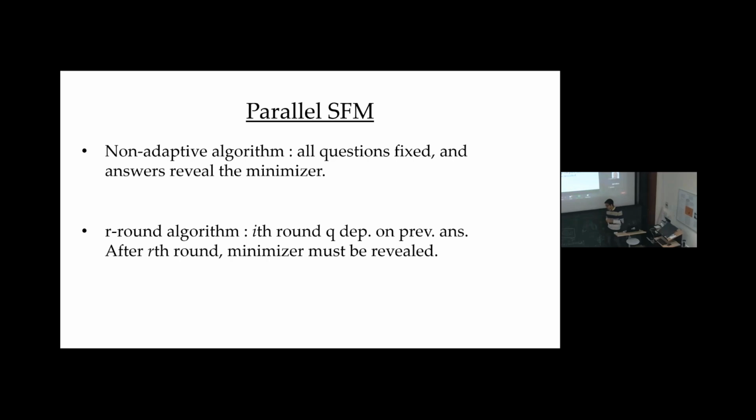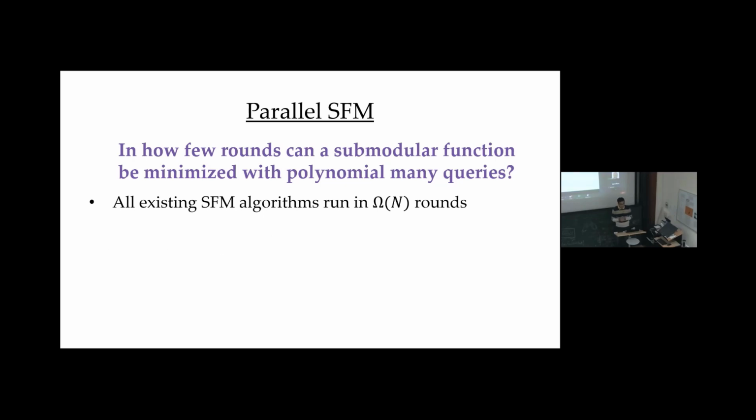And in general, in an R-round algorithm, the ith round queries that you make to the submodular function can only depend on the answers that you've seen in the previous rounds. Okay, so that's what the rounds of a query model algorithm mean. And in terms of parallel algorithms, this is sort of like the notion of depth in a parallel algorithm. So we are interested in this question of, can we make efficient submodular function minimization low depth? So this is the question. In how few rounds can a submodular function be minimized, making polynomially many queries?